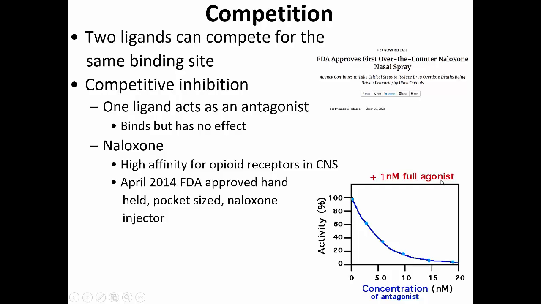The concentration of the agonist doesn't change, but the concentration of the antagonist progressively increases in this case as we go from left to right across the x-axis. And so naloxone has been a life-saving measure that prevents death from overdoses as a result of the fact that it binds to those same receptors that illegal drugs, heroin in particular, are binding to.